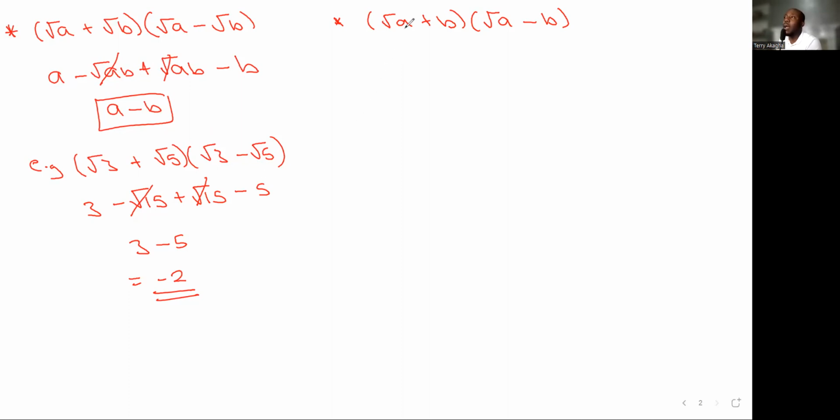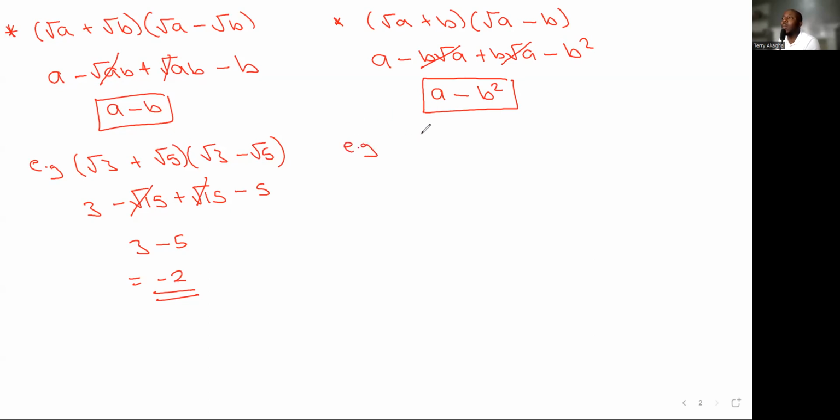So when you multiply root A times root A, it's going to give you A. Root A times minus B will give you minus B root A. B times root A will give you plus B root A, plus B times minus B will give you minus B squared. Minus B root A plus B root A will cancel out, and you'll be left with A minus what? B squared. So you can see, after multiplying conjugates, there are no what? Square root, sorry.